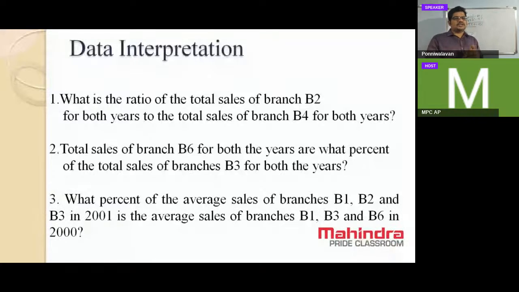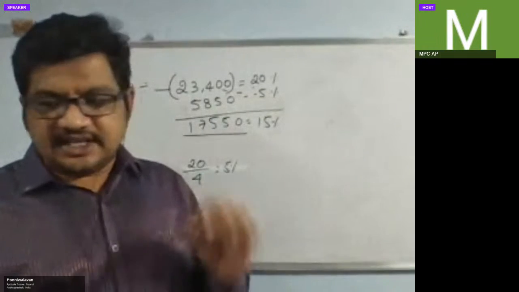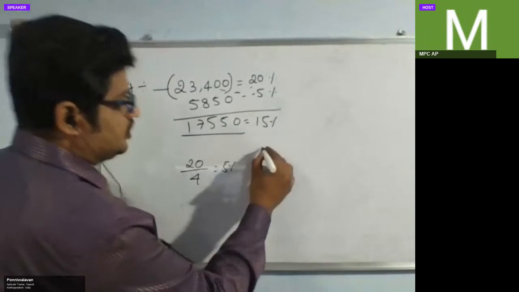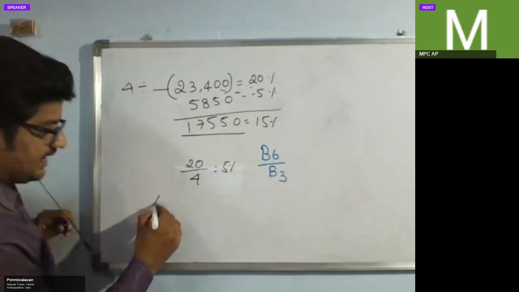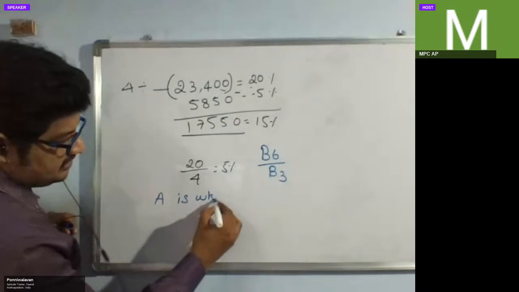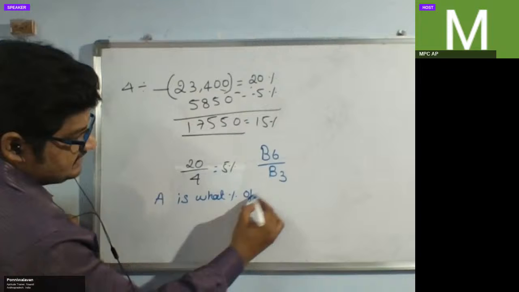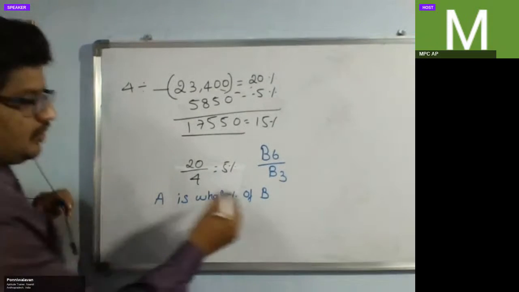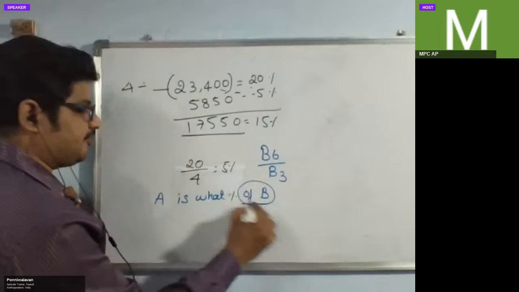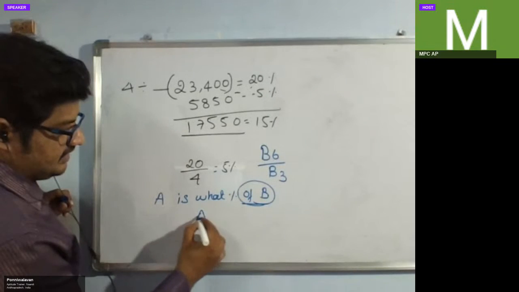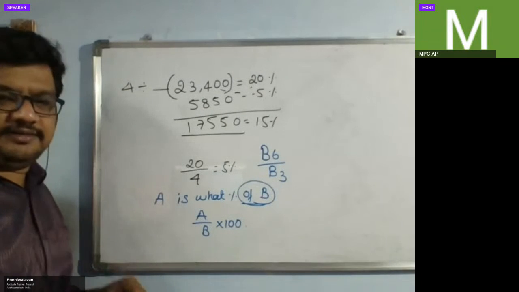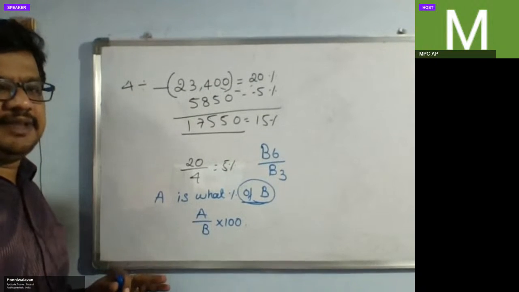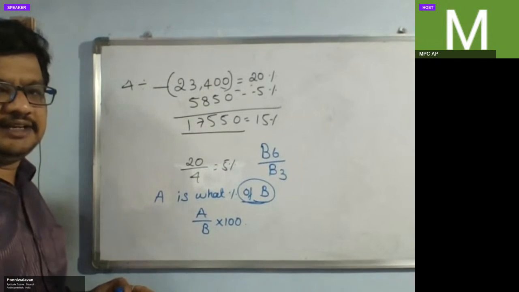It's very good. Total sales of B6 is what percentage of B3? So it is B6 divided by B3. Listen, they're asking A is what percentage of B? So whatever comes after "what percentage of", that is B, so they are asking in terms of B. It is A by B into 100. Like that, tell me the answer for the third one.